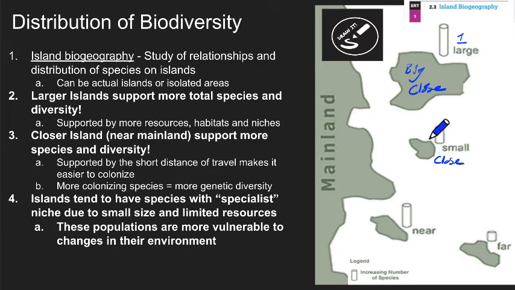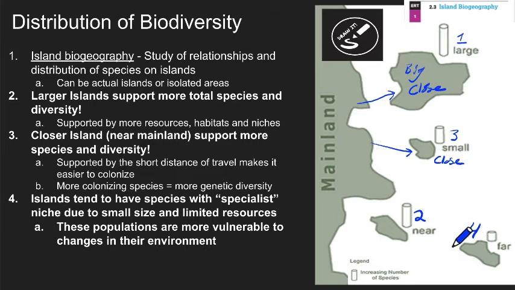So this is going to have a medium amount of diversity. The closer you are to the mainland, the easier it is for organisms to travel, right? Talking about near and far, same concept. The closer you are to the mainland, the better the diversity is. So this is actually our number 2 most diverse one because they're super close. This one falls into number 3 for diversity, and this is the worst one.